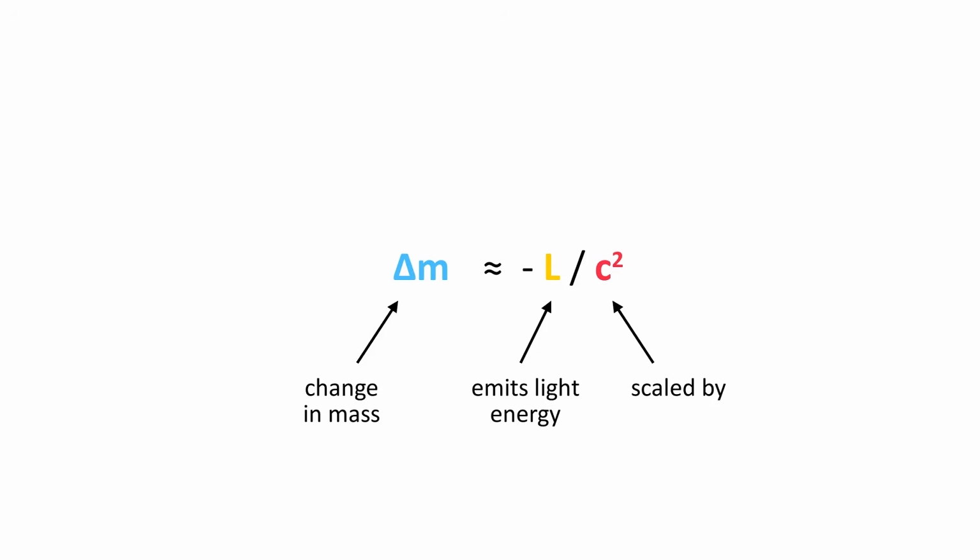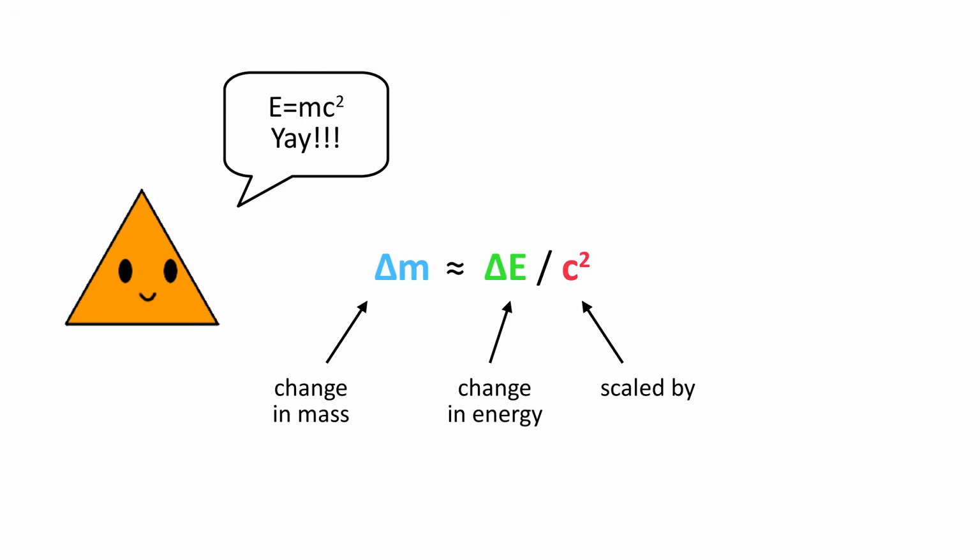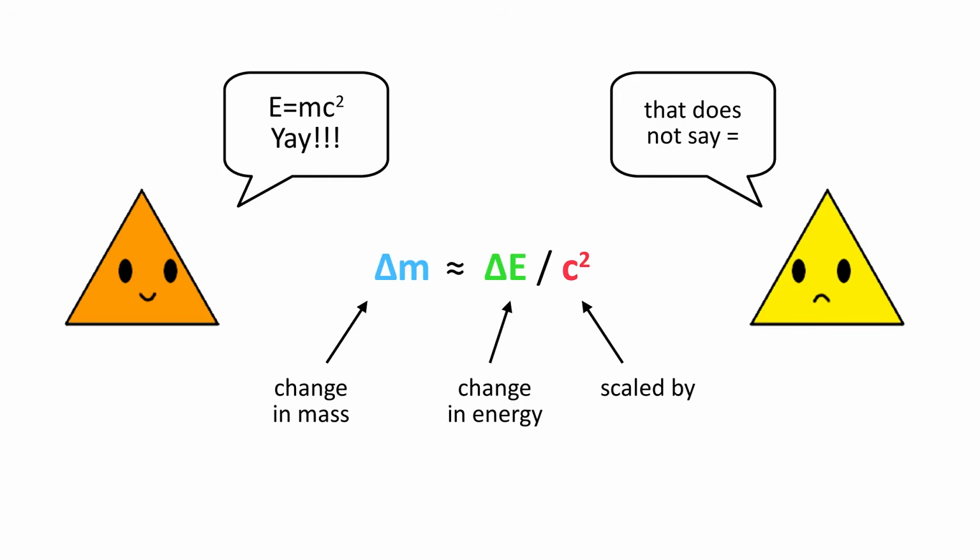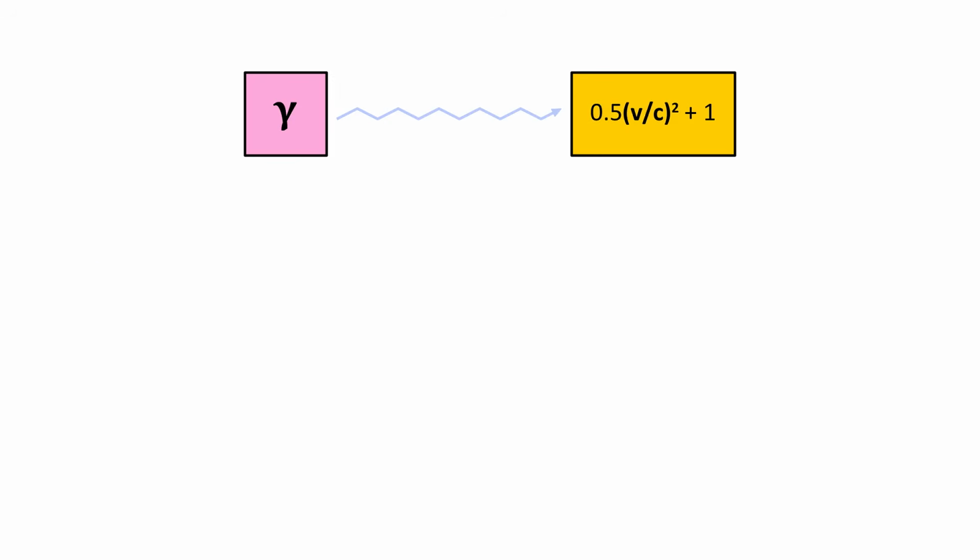And remember, L actually equals the internal energy the box lost, making it negative delta E. Combining these gives us the relationship between change in internal energy and change in mass, resembling our desired form, E equals mc squared. Now, as I mentioned earlier, the approximation of gamma makes this technically only a proof of concept.